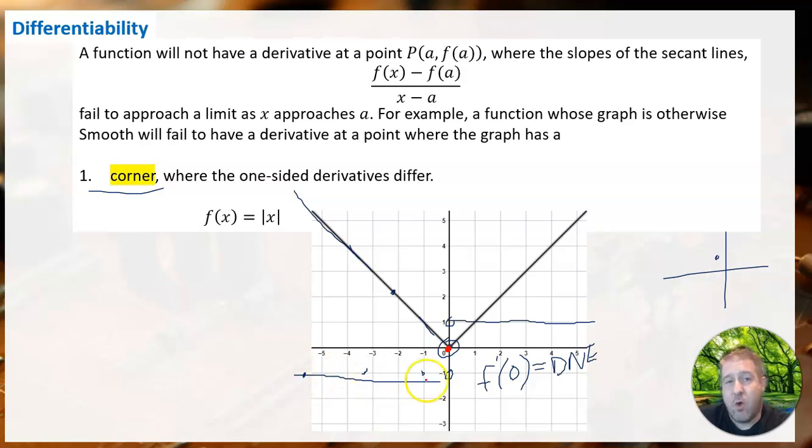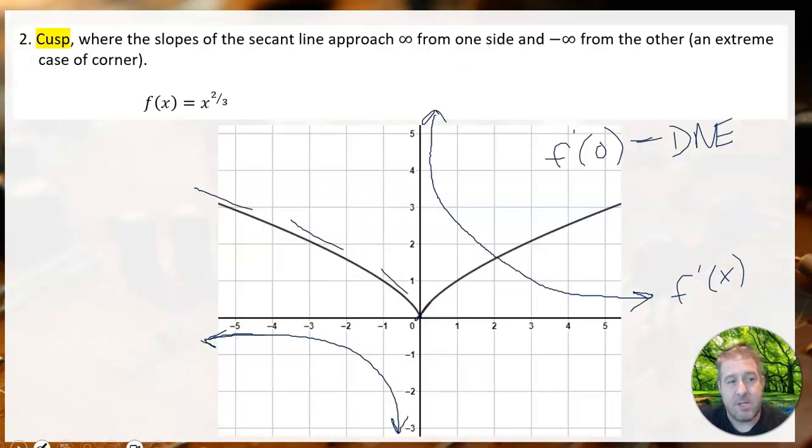So if I were going to draw the graph, I would have put an open circle here for the derivative graph, because f prime of 0 does not exist. That is what we call a corner. It's exactly what it looks like. It's literally a corner of the graph. Anytime it takes a sharp change, that is not differentiable. There is no slope. There is no tangent line at that point.